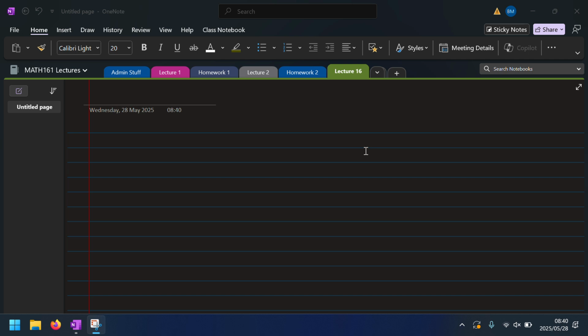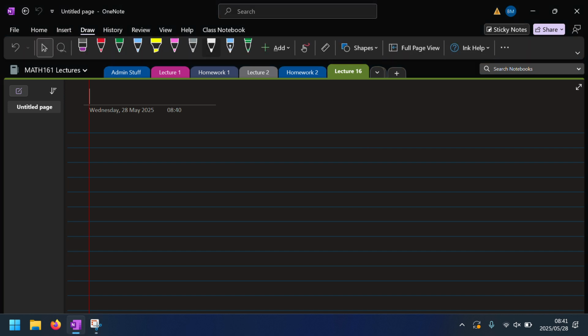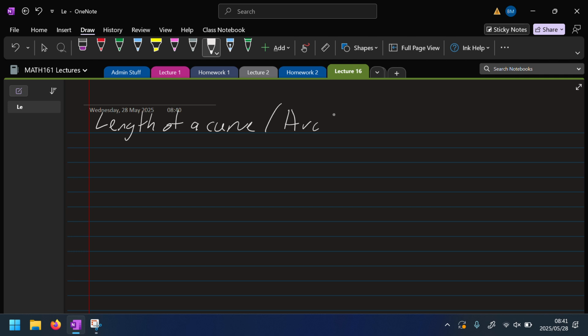Okay, so today we're going through the length of a curve. You might also see it as arc length. If you're looking online for YouTube videos and stuff, you can look for length of a curve. The videos might also have it as arc length. It means the same thing.